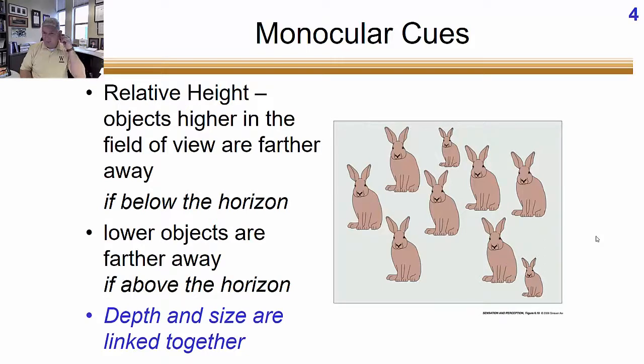So here, which rabbit is the furthest away? The smallest one that is the highest in the picture, right? And the closest rabbit is the rabbit down here. You would perceive the rabbit here that's furthest away as being approximately the same size as these rabbits. However, this rabbit appears much smaller, when in reality, this rabbit and this rabbit are exactly the same size. It's their relative height that allows us to think of this as being bigger because it's further away. So depth and size are integrally linked together.